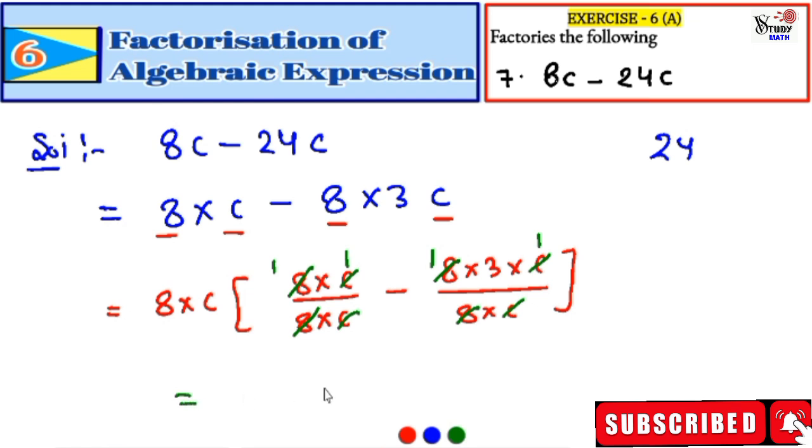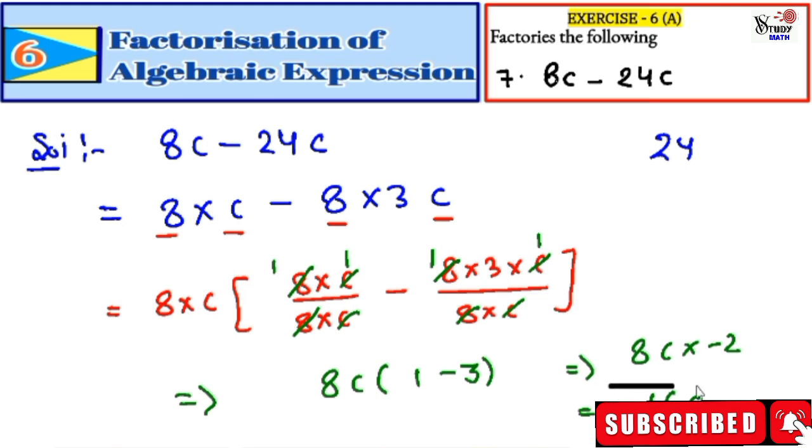So now what we have is 8c, small bracket, 1 negative 3. So now we solve this problem much more. 8c, now we have negative 2, now this multiplies, so we have negative 16c. So this is the answer of this problem, or we can do this directly also.